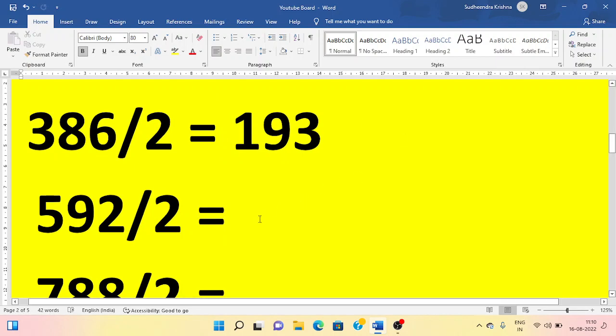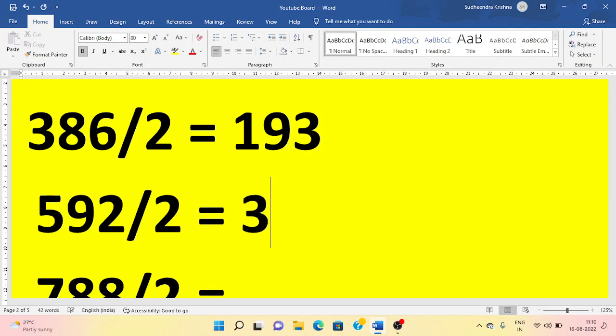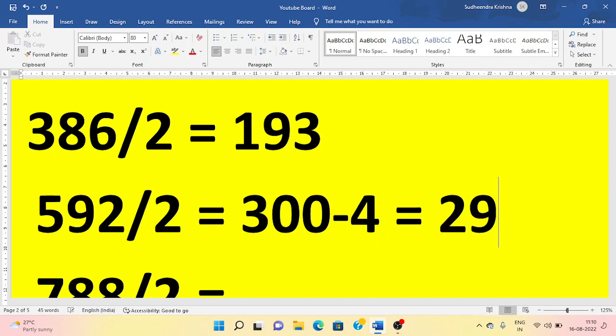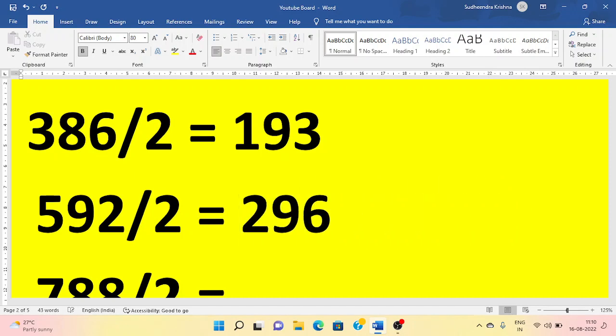In the same way, let us go to the next problem. 592 divided by 2. We have to find half of 592. If you see 592, it is closer to 600. Find half of 600. Half of 600 is 300, and 592 is less than 600 by 8. That is 600 minus 592 is 8. Find half of 8. Half of 8 is 4. Now find 300 minus 4. 300 minus 4 is 296. So this is the required answer. So half of 592 is 296. This is as simple as this.